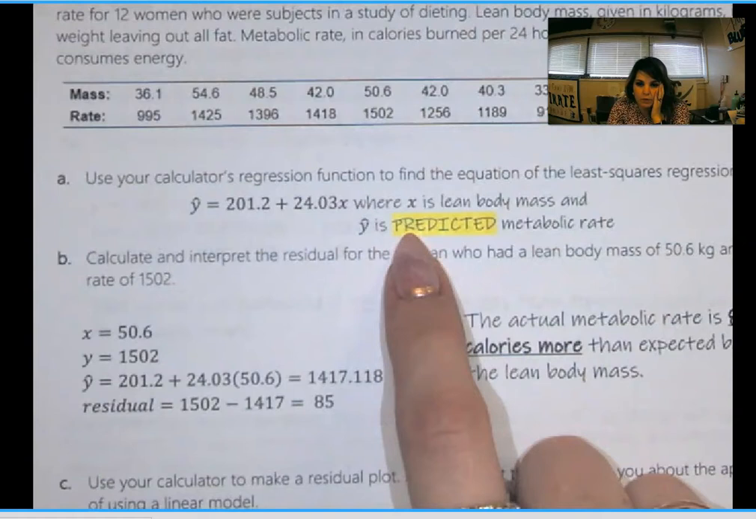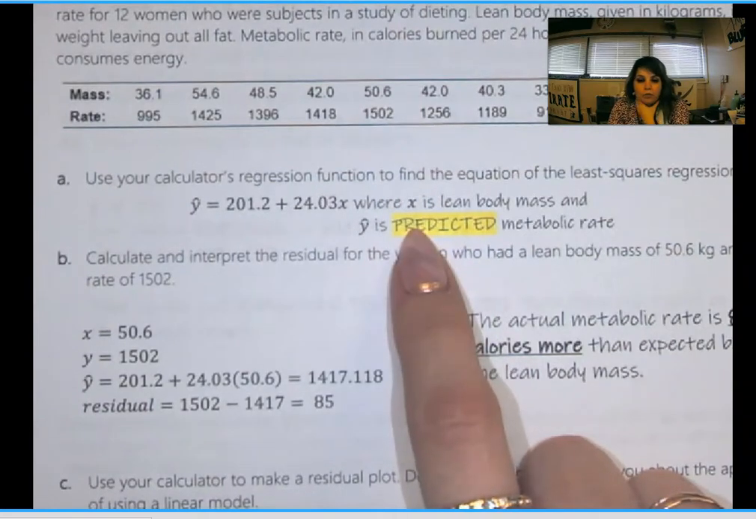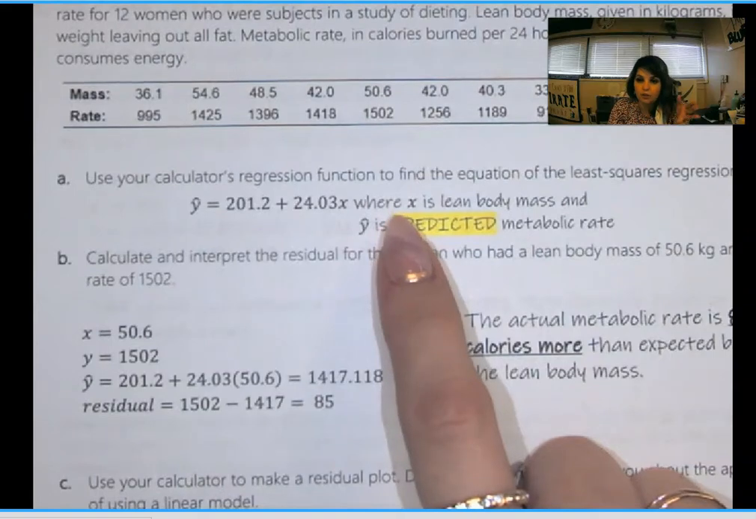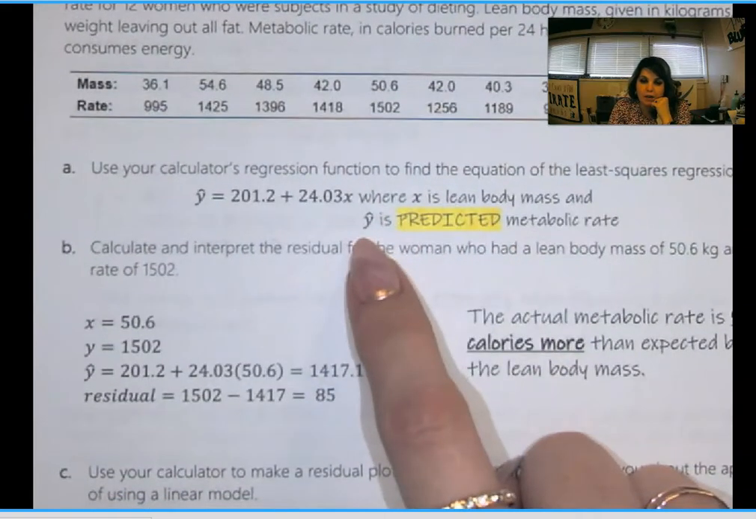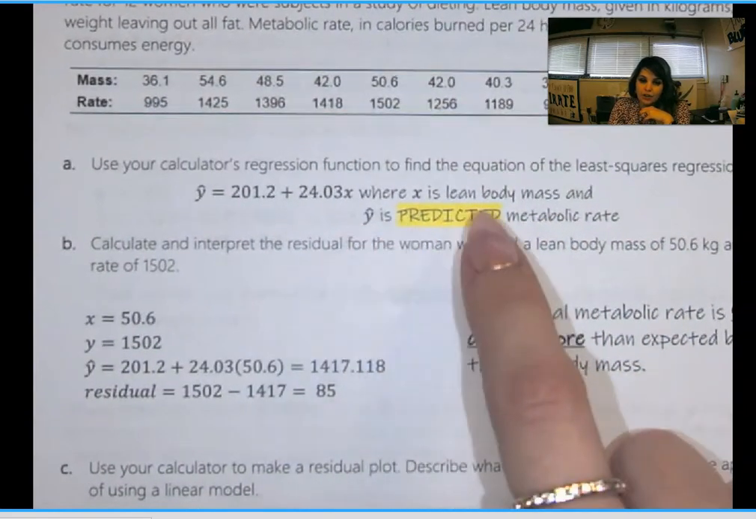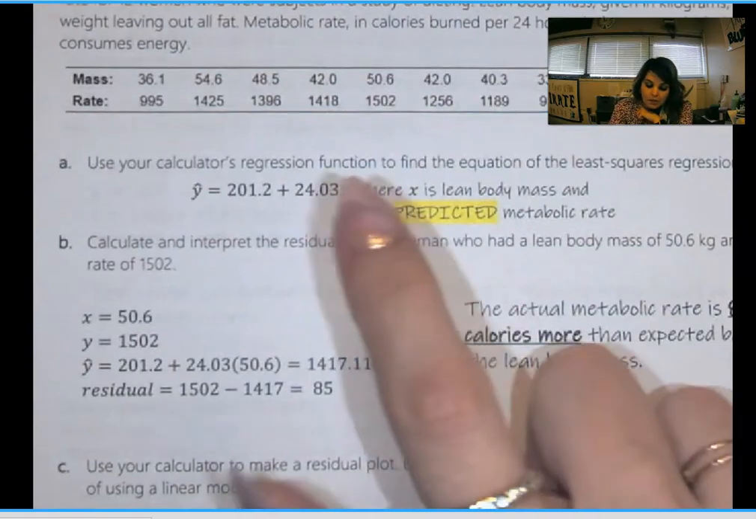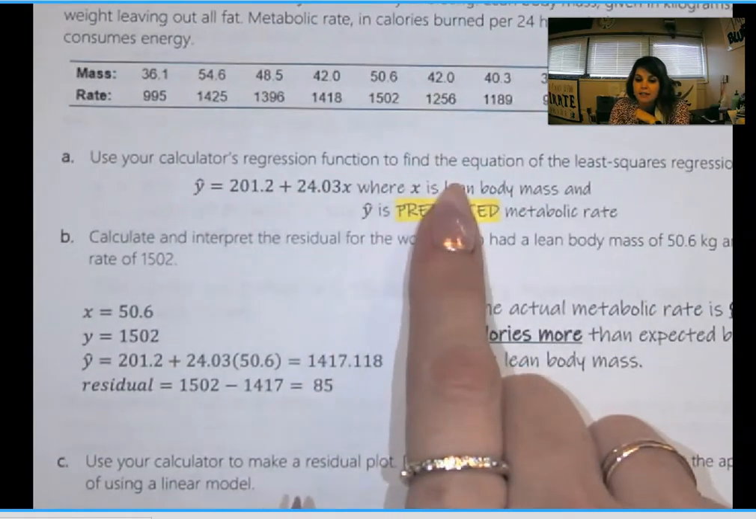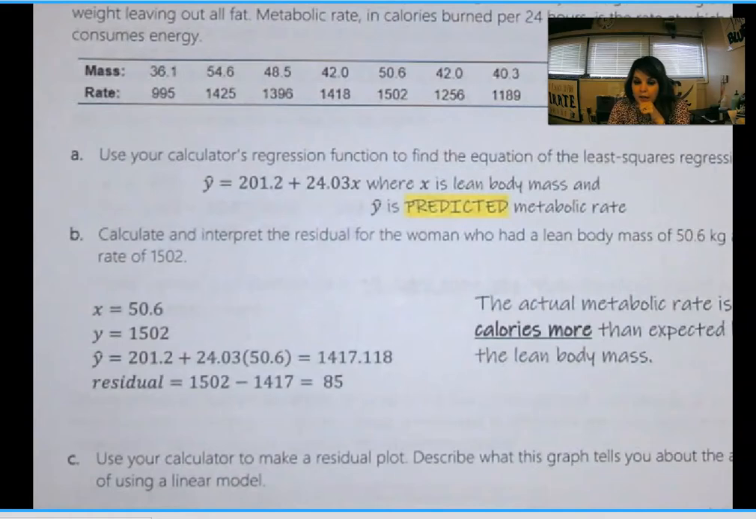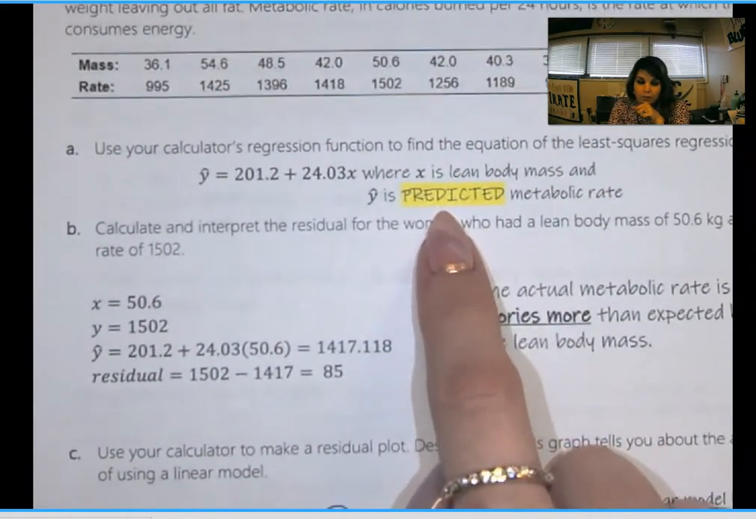This was something that was commonly missed on quiz 43. When you define your variables, make sure that you note that y hat is your predicted y value. So lots of you said on your quiz, where x is lean body mass and y is metabolic rate, or y hat is metabolic rate. y hat is your predicted metabolic rate. So anytime you're asked for a regression line, you always write the line and define the variables. You will miss points on your AP exam if you just write the equation without defining your variables.